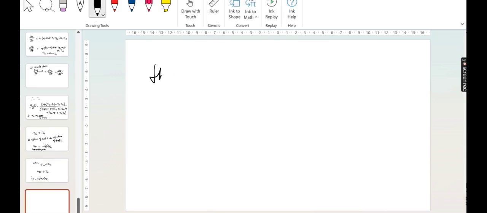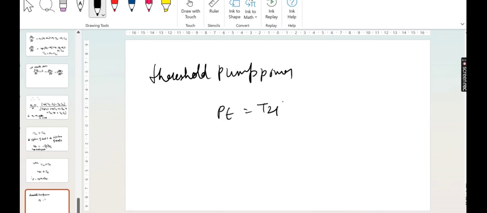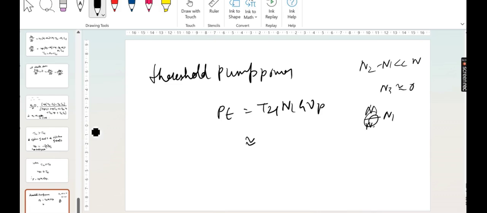So threshold pump power is T21 N1 h nu P. That is basically when N2 minus N1 is less than N3, almost 0, and N1 is equal to N2 is equal to N by 2, we assume that it is N h nu P by 2 T21.